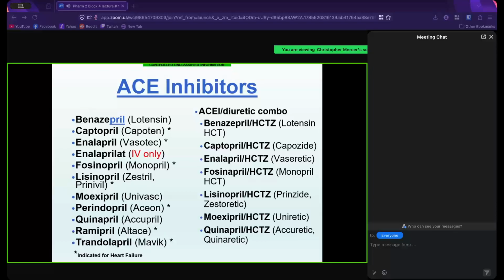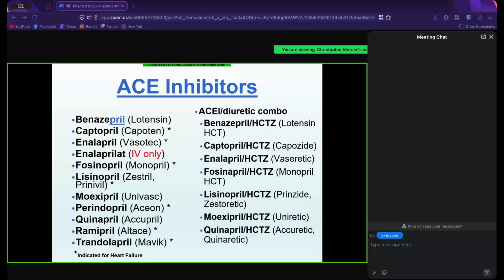So guess what? It ends differently from all the others, right? It's still got the prill, but it's got a couple of extra letters there at the end of it. So that's your ACE that's different in that it's a different name, different suffix, and it's IV only. But that will come into play when we start talking some other treatments beyond just hypertension.